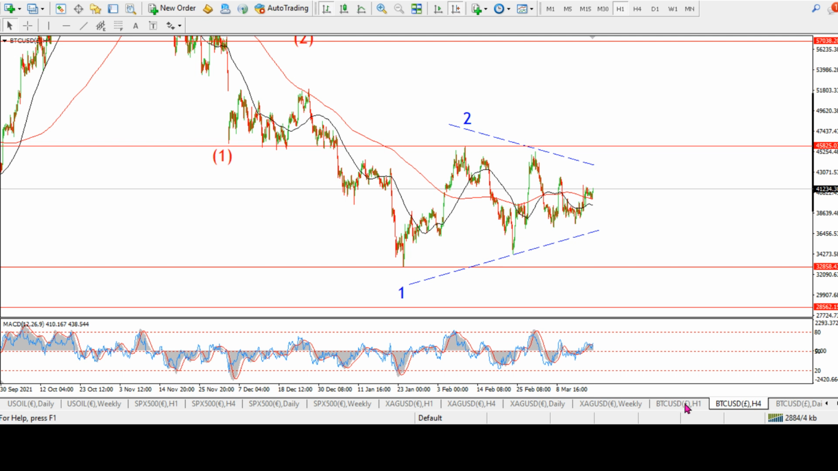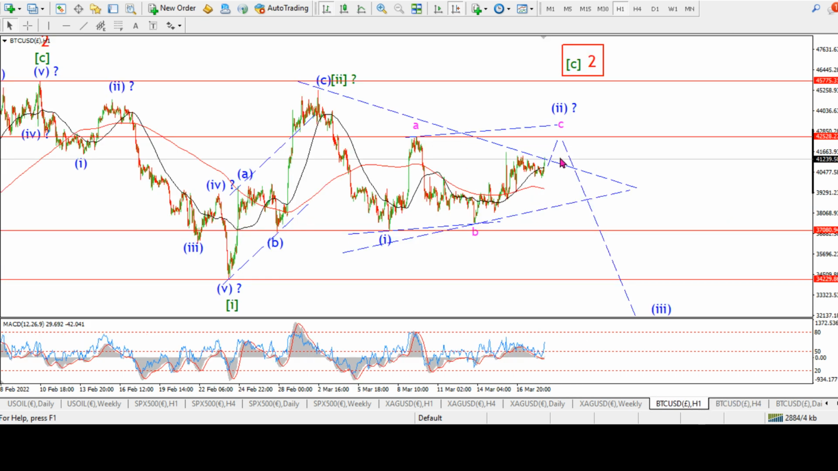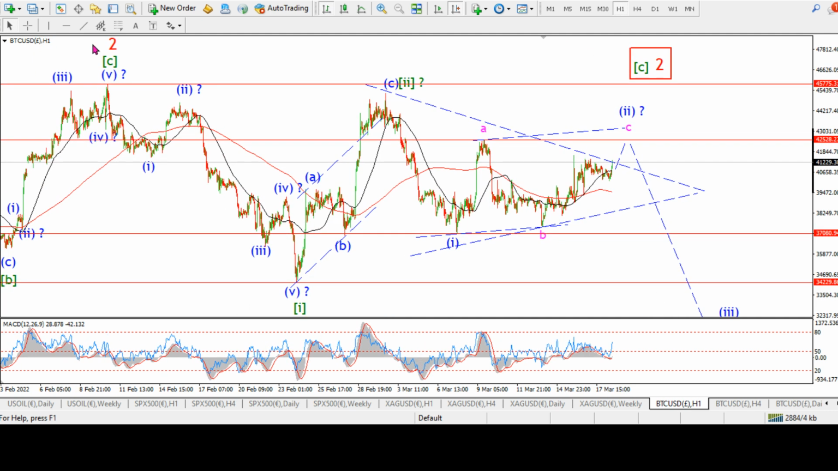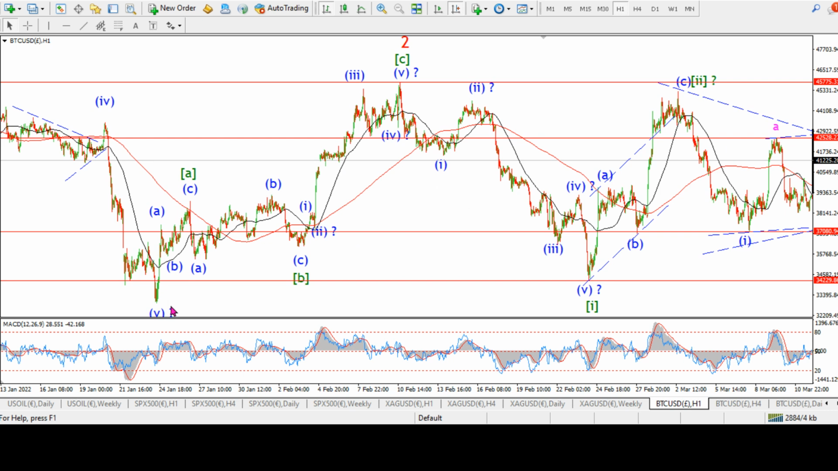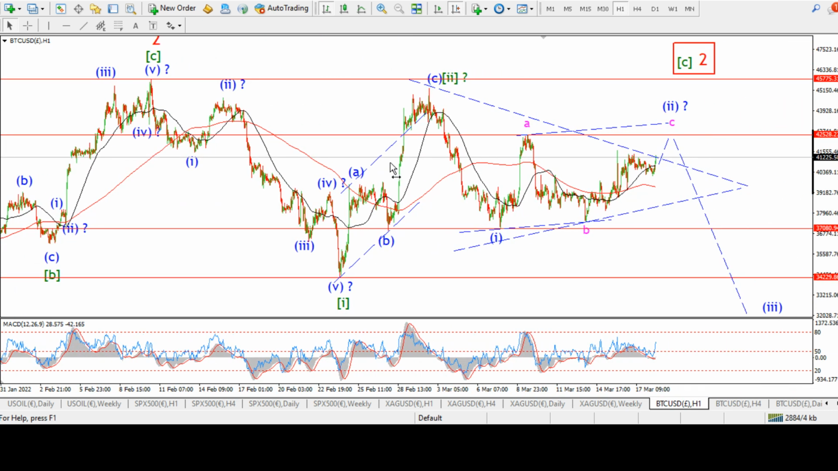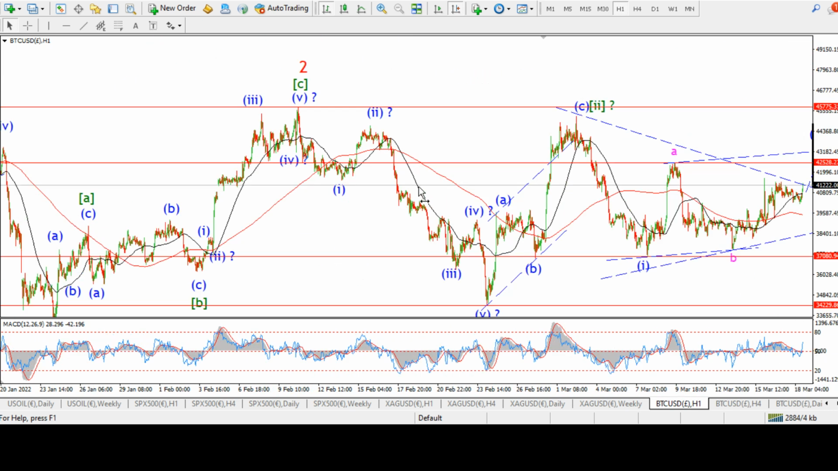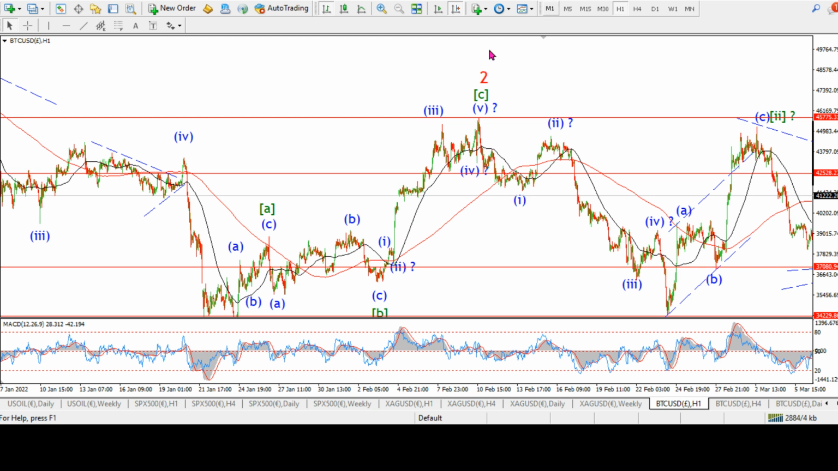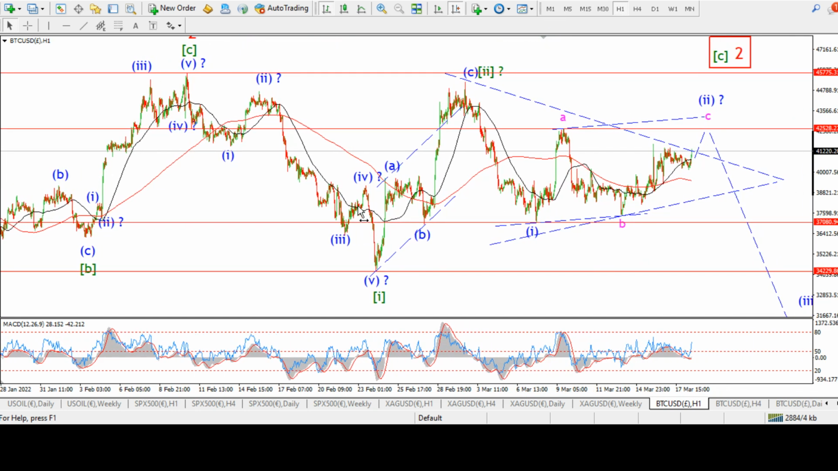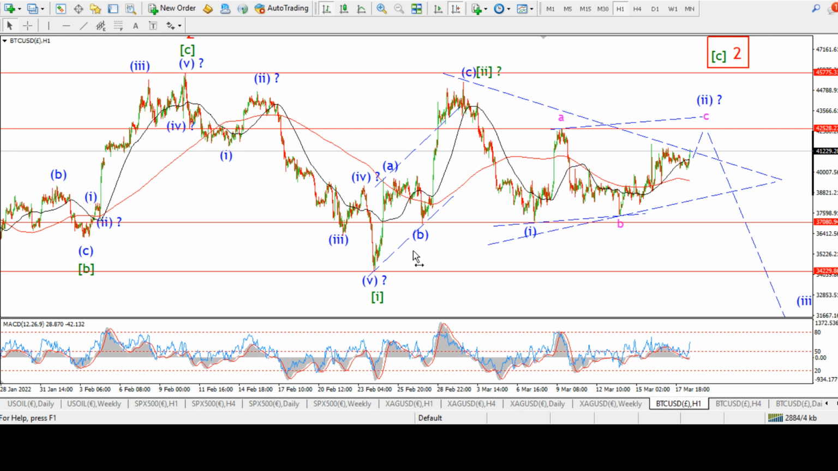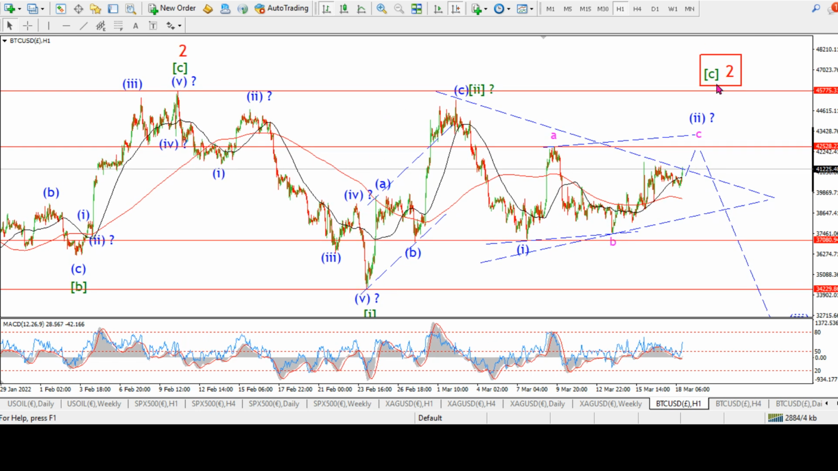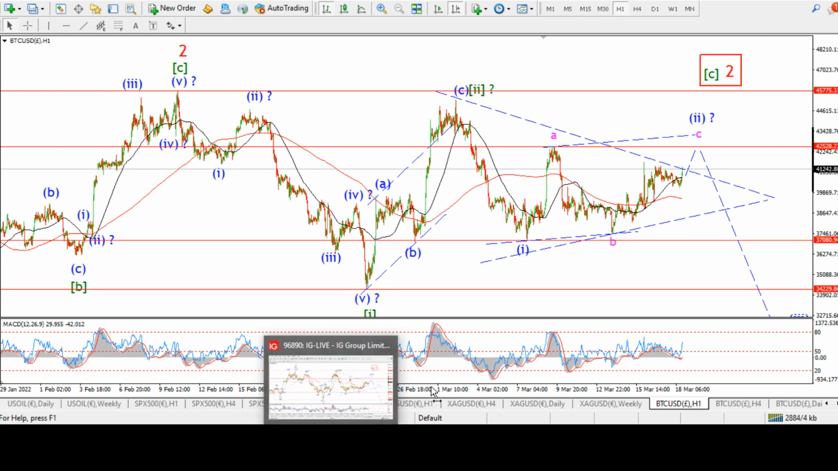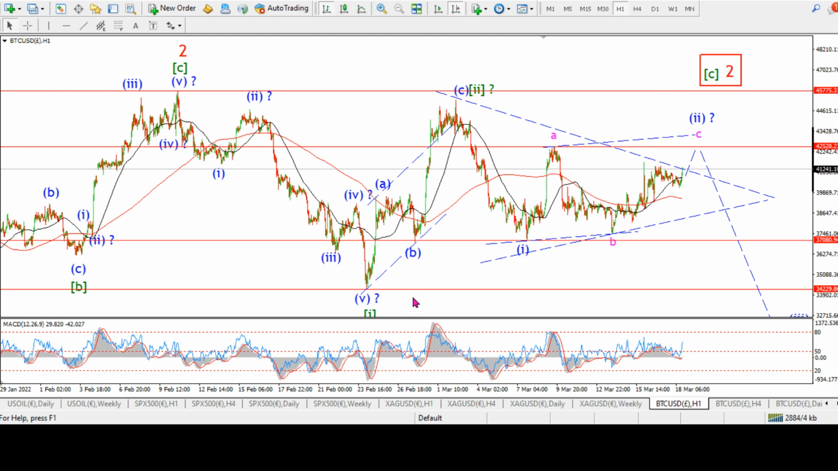Okay, let's get into the hourly count here. Here is, let's say, the secondary interpretation of that pattern. We may have a 1 and a 2 pattern, followed by 5 waves down in wave 1, and then a developing wave 2.